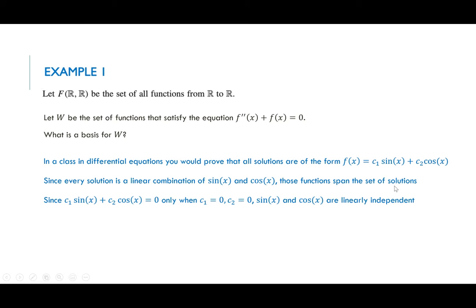But also notice the sine and cosine are not multiples of each other. So you're never going to get some constant times sine plus some constant times cosine equaling 0 unless both of those constants were 0. So sine and cosine span the set of solutions and are linearly independent. So sine and cosine form a basis for the subspace. So the dimension of this subspace is 2.